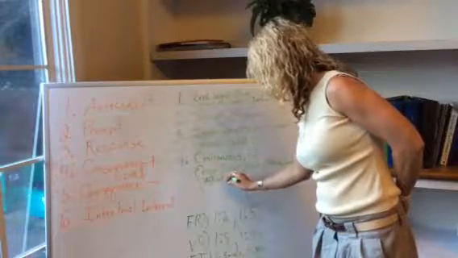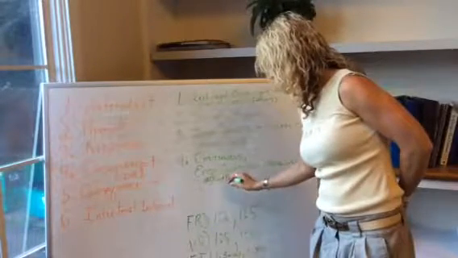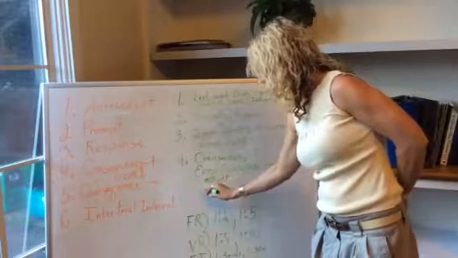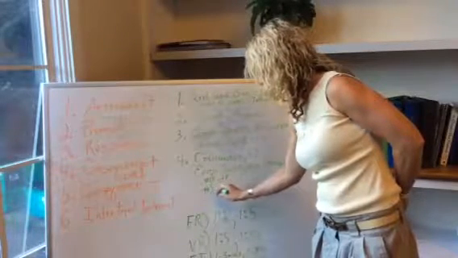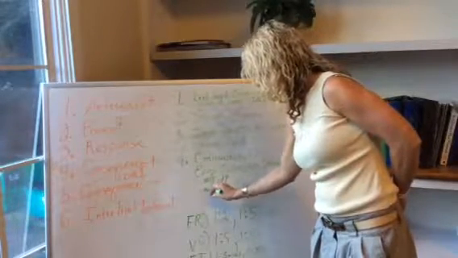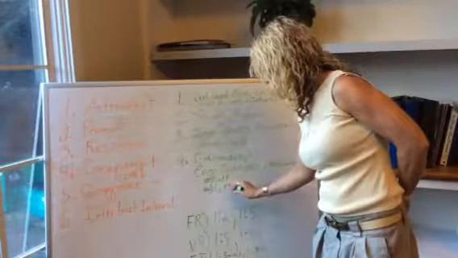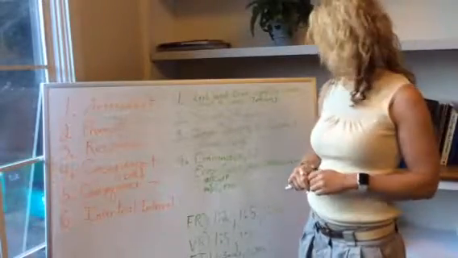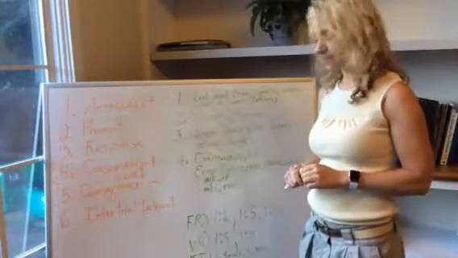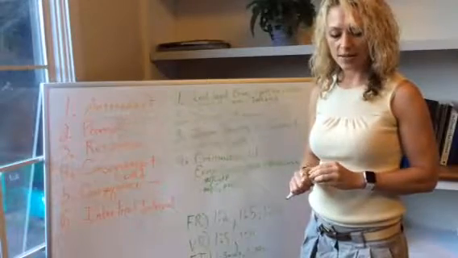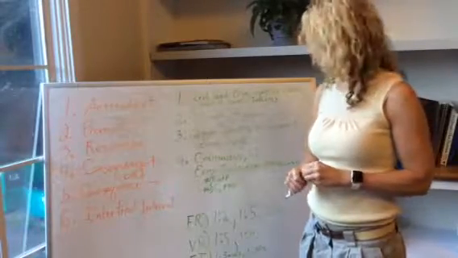CORR, partial prompt, right? And then number 2, or C2, would be full manual guidance. So you're fully guiding them to make the correct response. All right? So that is our error correction procedure.